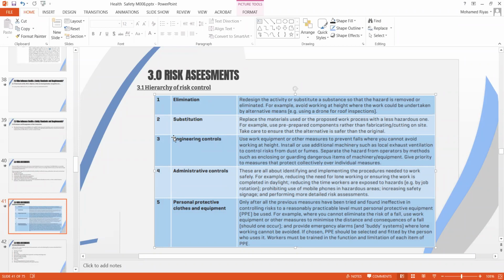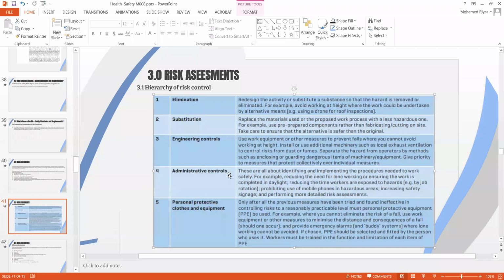The third one, engineering control. Fourth one, administrative control. The fifth one, you can still go on and continue the work with the PPE in place, which is the protective clothing and equipment. So these are the hierarchy of risk control.